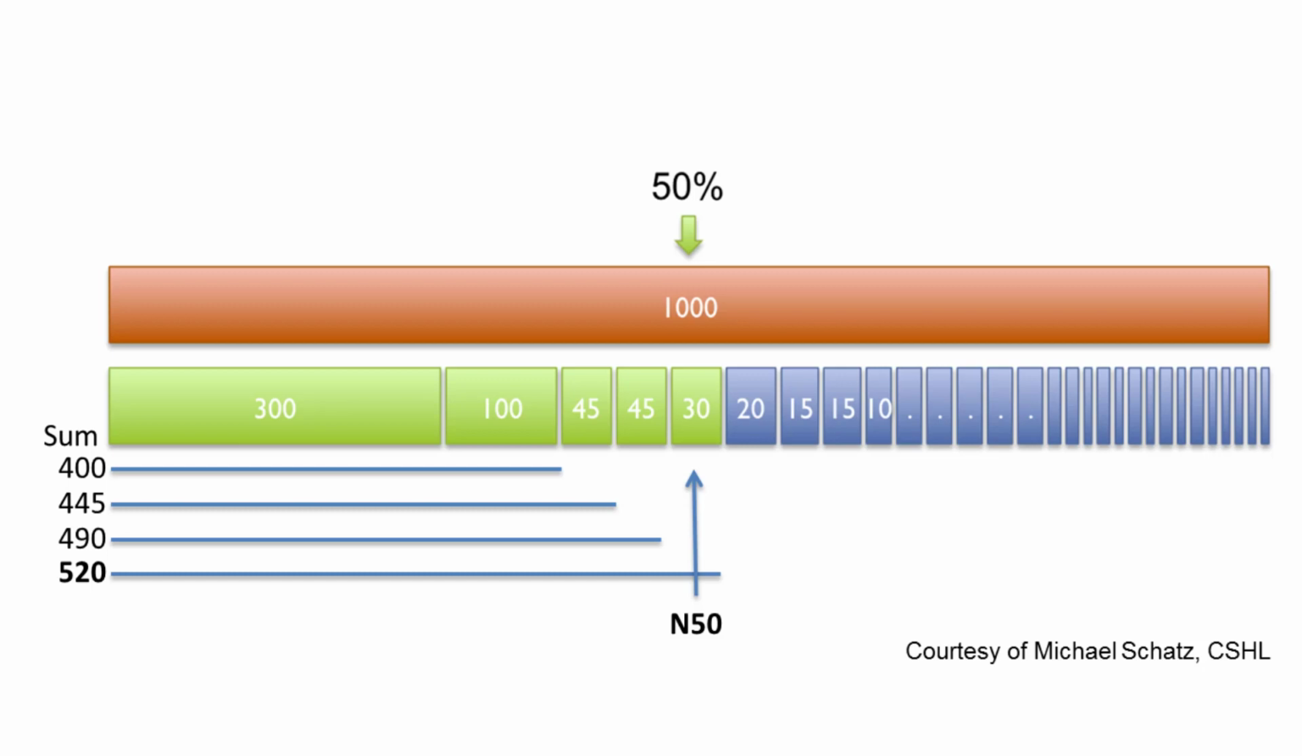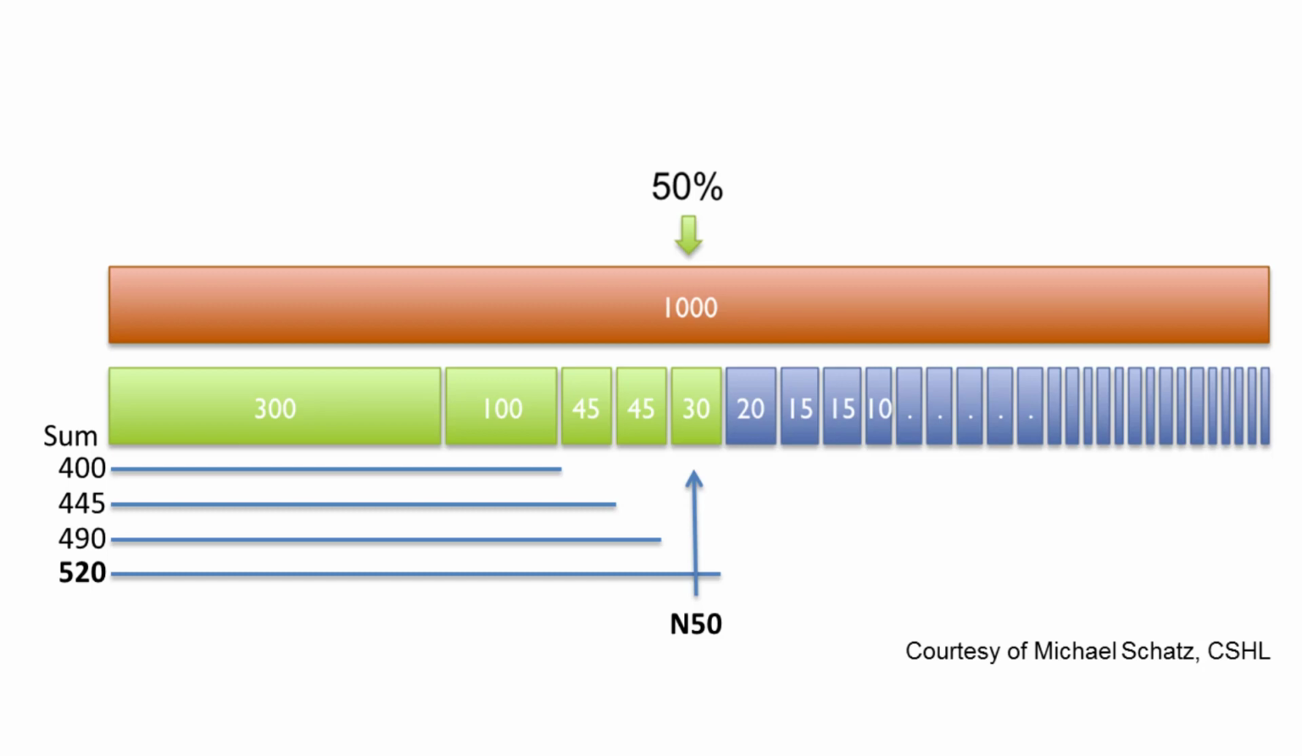We add a second contig, and this brings us to 400 base pairs in total, which is still smaller than the 500. So we keep adding contigs until we add the fifth contig, which gives us a total of 520 base pairs, and this is over the 50% value of 500. This means that the N50 in this case is equal to 30. In general, a larger N50 is better, but this is not always the case. The N50 is what is called an imperfect proxy for assembly quality.